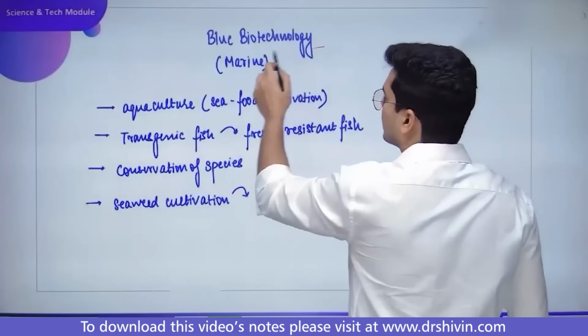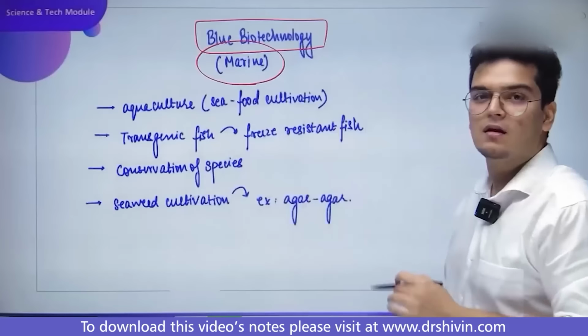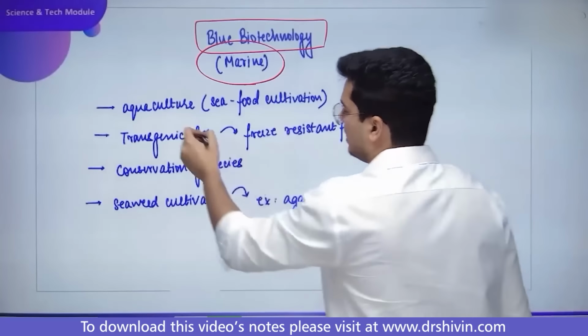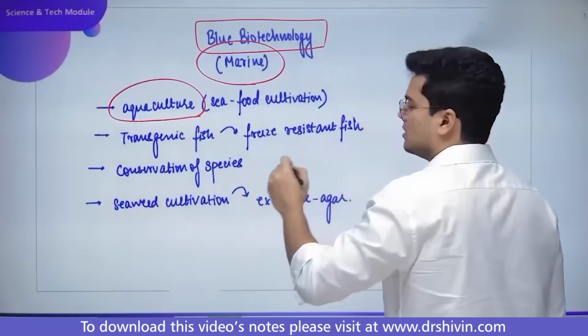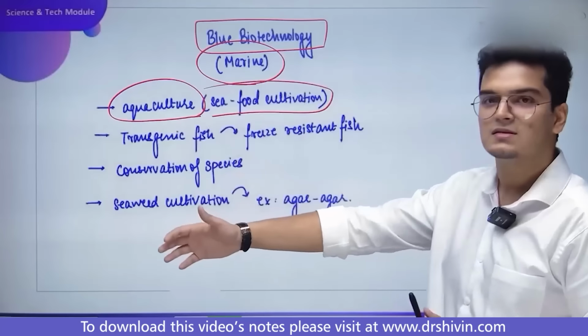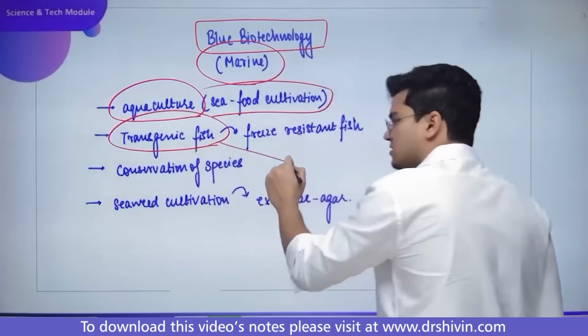Then there is blue biotechnology. Blue biotechnology is for marine organisms that are in the sea. जैसे कि aquaculture of seafood, meaning growing fishes in the ponds. Transgenic fish. Now this is genetic modification.